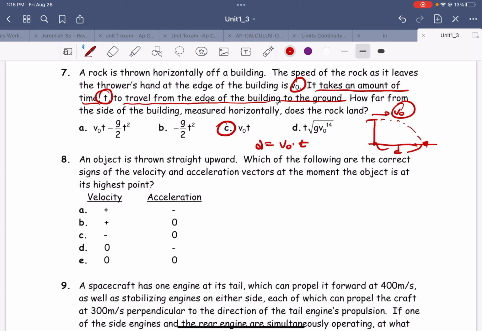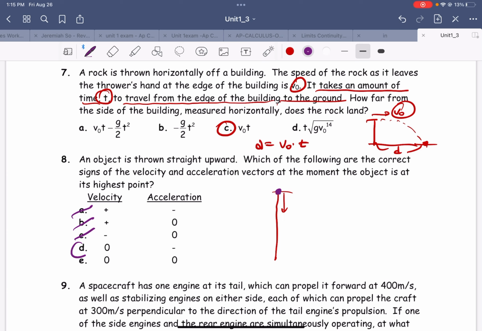So the ball is thrown upward, and then it stops and starts to fall down, right? But we are wondering only about that moment when it stops at the highest point. What happened? When it stops at the highest point, the velocity must be 0, so it's not this one. But acceleration, anywhere in the air, is always constant. That's gravity, which is negative 10.